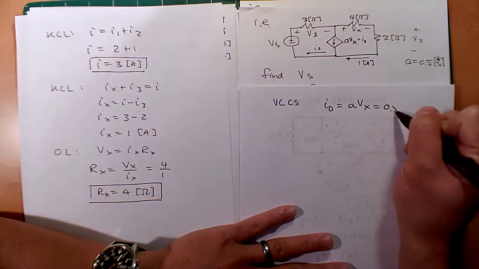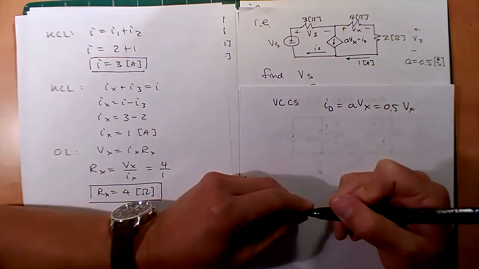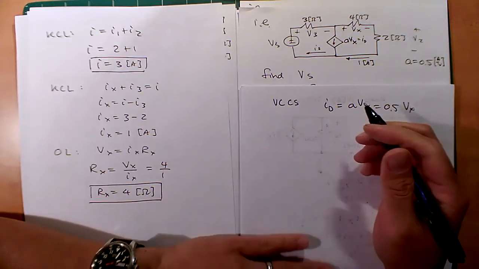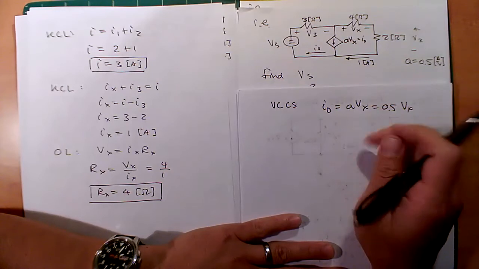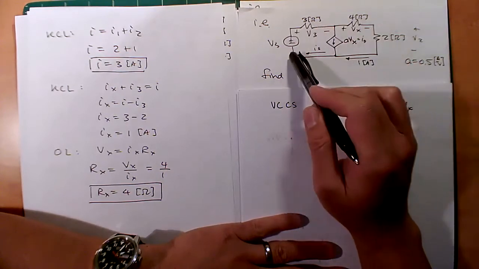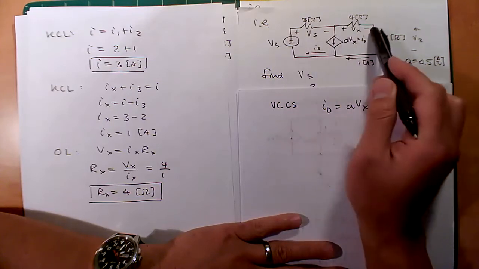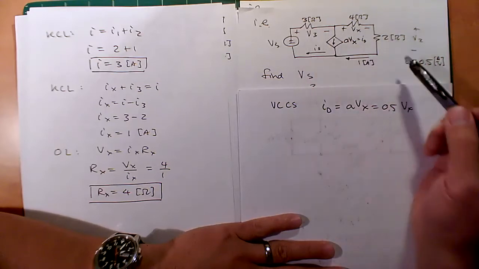Which is equal to 0.5 Vx because of that number there. Okay, that's good. So if we were trying to find Vs, how could we solve for it? Well, it looks like a KVL would help, right? So if we did a KVL around the whole loop, it looks like if I had this voltage and this voltage and this voltage, that would give me this one. Well, how would I get these voltages?